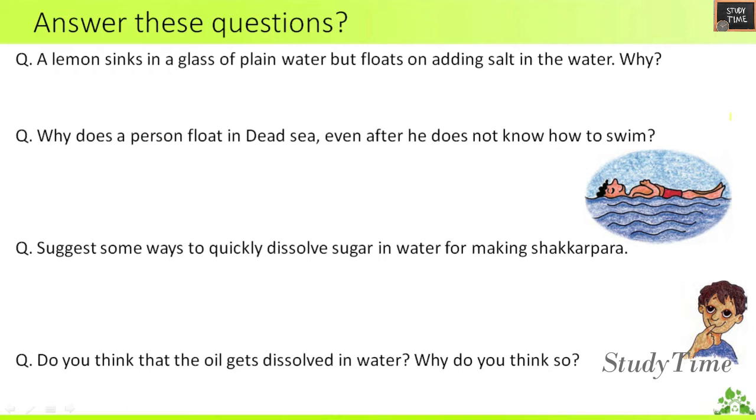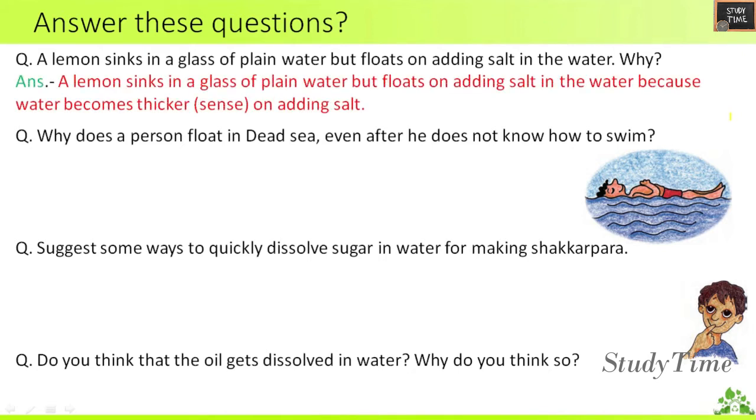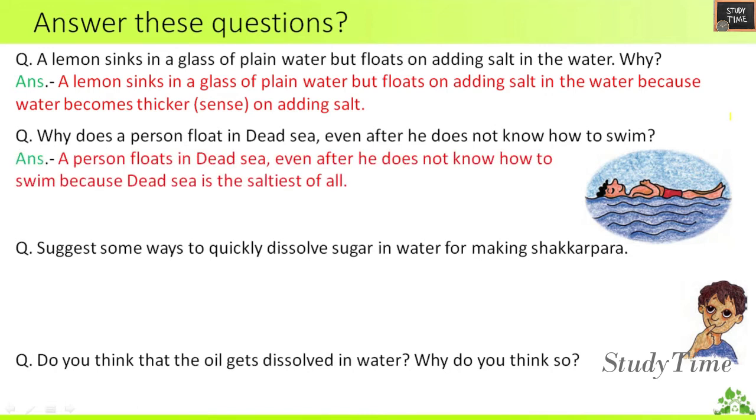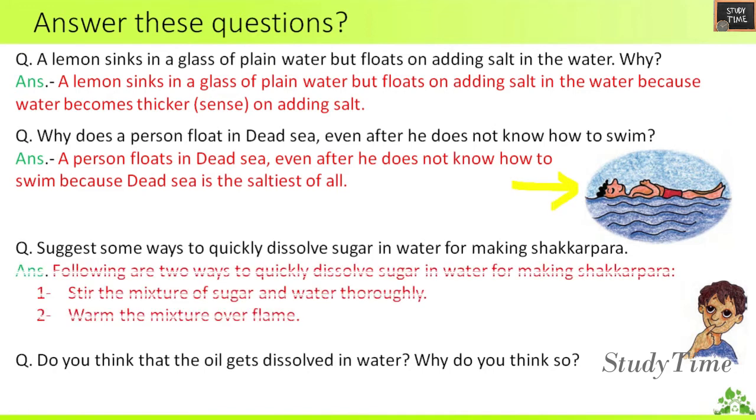Next, answer these questions. First question, a lemon sinks in a glass of plain water but floats on adding salt to the water. Why? Because water becomes thicker on adding salt. Why does a person float in the Dead Sea even if he does not know how to swim? Because the Dead Sea is the saltiest of all. A person will float in the Dead Sea even if he doesn't know swimming. See here, you can see the reference picture.